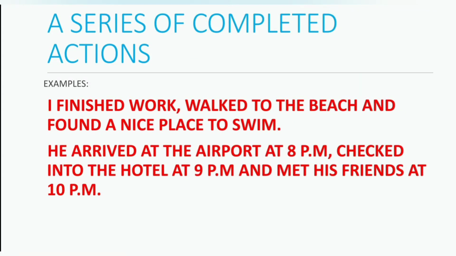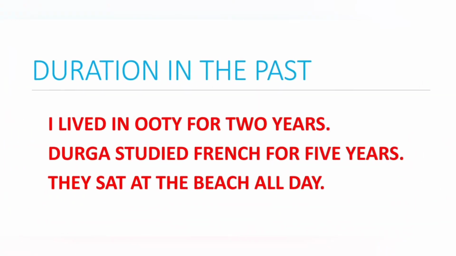A series of completed actions. To list a series of completed actions in the past. These actions happened first, second, third, and fourth, and so on. For example, I finished work, walked to the beach, and found a nice place to swim. He arrived at the airport at 8 p.m., checked into the hotel at 9 p.m., and met his friends at 10 p.m.